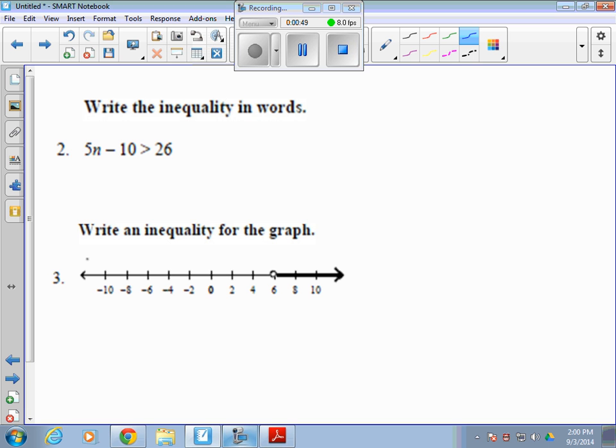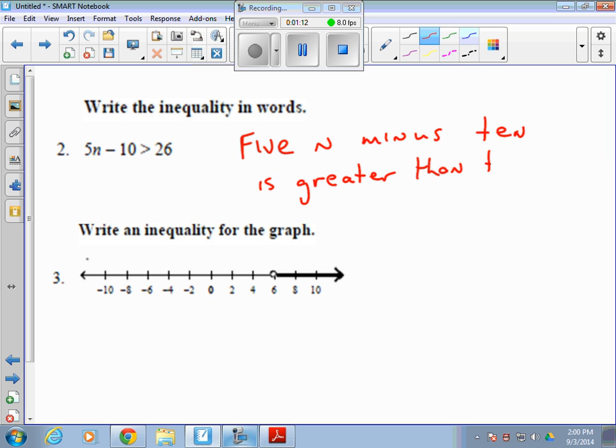Write the inequality in words. Well, if you read it out loud, you would read that as 5n, or 5 times n, minus 10 is greater than 26. There you go, in words.